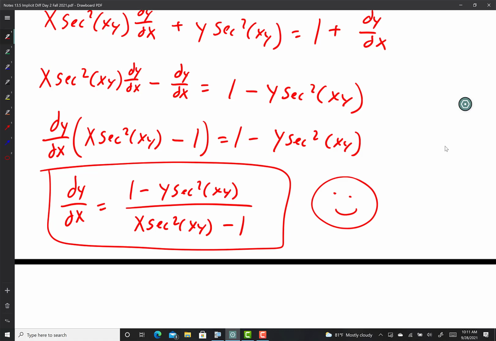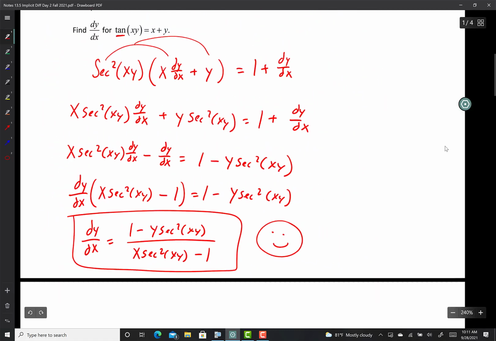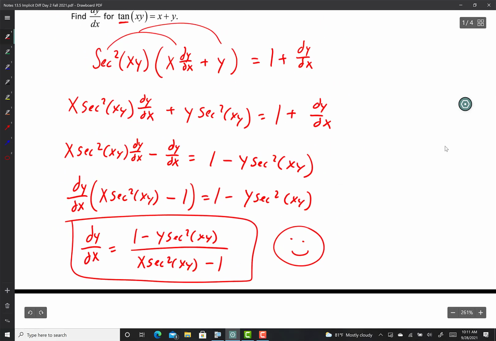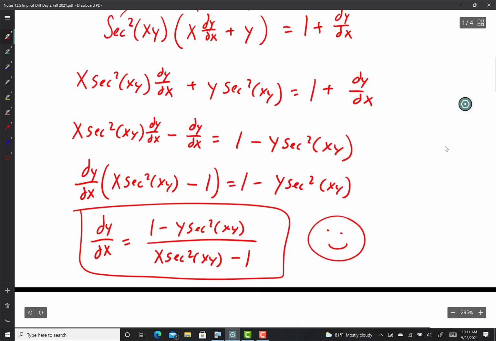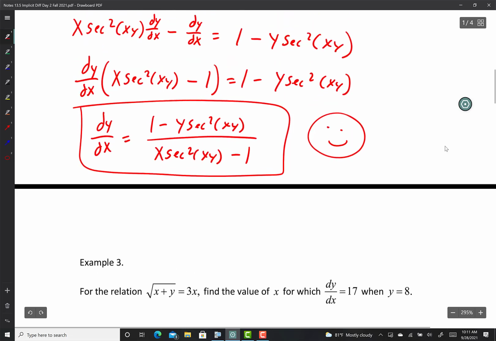Notice that from all that math, only the first line was calculus. Everything else was just what? Algebra. Yes, very good. All right. We're okay, guys?